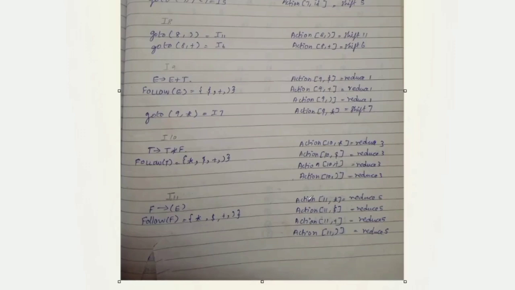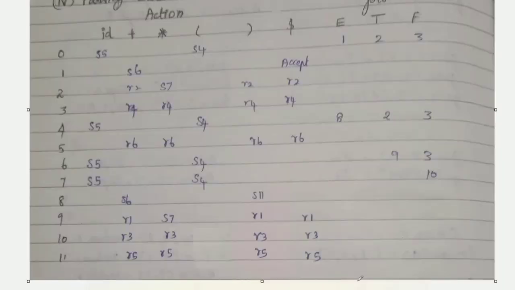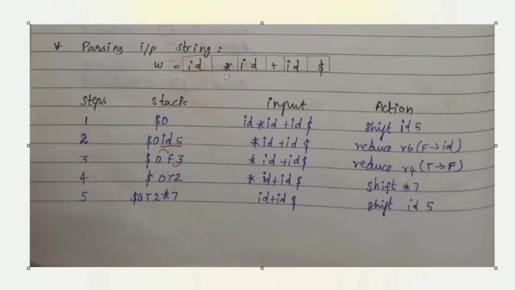Action of 11 plus reduce 5 and action of 11 comma close bracket reduce 5. In the given parsing table, 11 plus, 11 star, 11 close bracket and 11 $ are going to be reduce 5. Finally, we will check whether the input string W equal to ID star ID plus ID is accepted by the grammar or not.